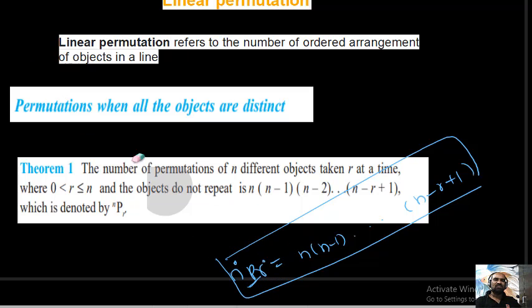That is the interesting thing. Listen, student. The number of permutations here is linear permutations. That is the important thing. The number of permutations of n distinct objects taken r at a time, and the objects do not repeat. Objects are not repeating. All are distinct. And the number of arrangements without repetition is denoted by nPr, and its value is equal to n into n minus 1 into so on, n minus r plus 1. Okay, now I will prove this.